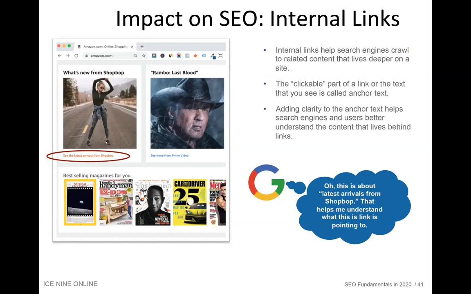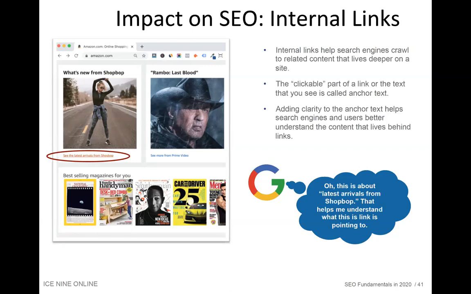Okay, so internal links, very, very important. What internal links do is it helps Google to understand what that link is pointed to. Now, the text that you see, in this example, this is a part of Amazon's site. You see the text is "See the latest arrivals from Shopbop," a brand that's selling on Amazon, right? So that link, the text that you see, is what's called the anchor text, okay? That's the text that then leads to a link, okay?